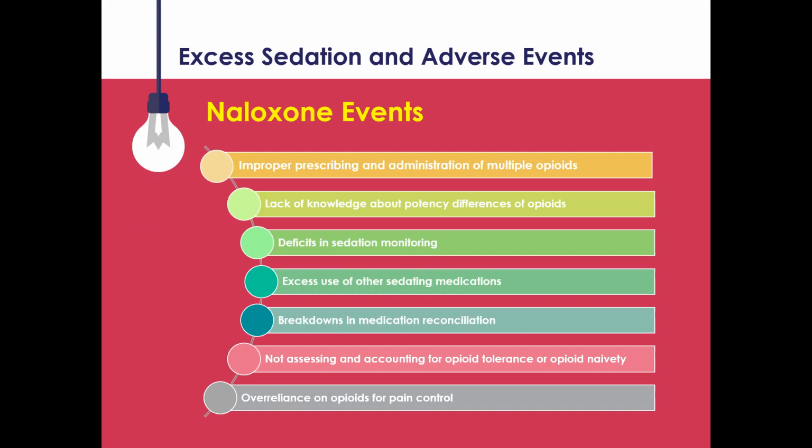Was there improper prescribing and or administration of opioids? And was there improper prescribing of and administration of multiple opioids? For example, parenteral dosing and inappropriate use of long-acting opioids. Does your staff have a lack of knowledge about potency, differences in opioids? Was there pharmacy intervention or recommendation involved? Was the patient sufficiently monitored for sedation?